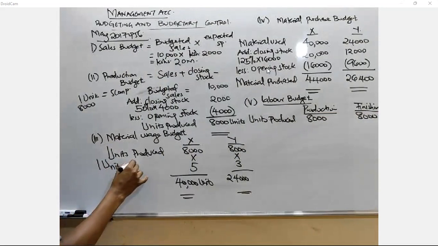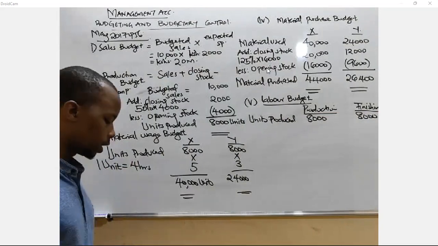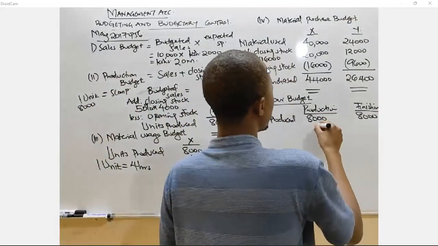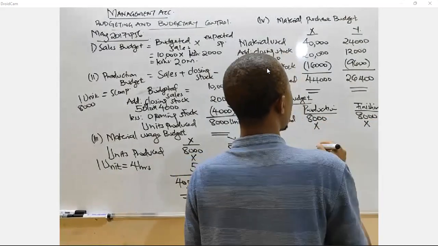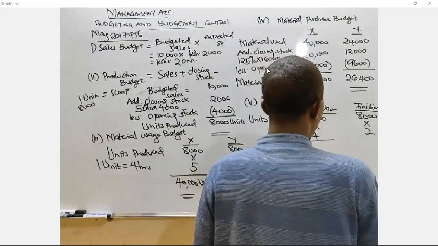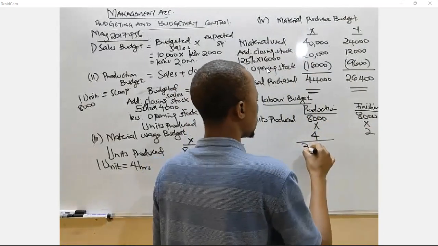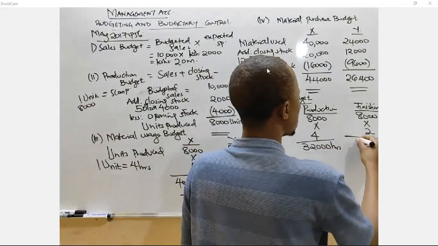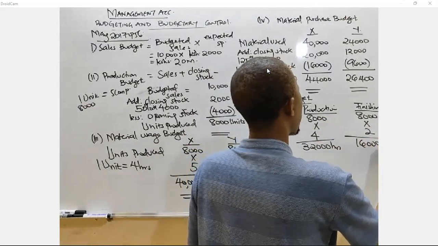One unit will be requiring 4 hours. So in simple terms, 4 hours in production, you can just multiply here. Here you multiply by 4, here you multiply by 2, right? This is 2,000 hours. This is 16,000 hours.